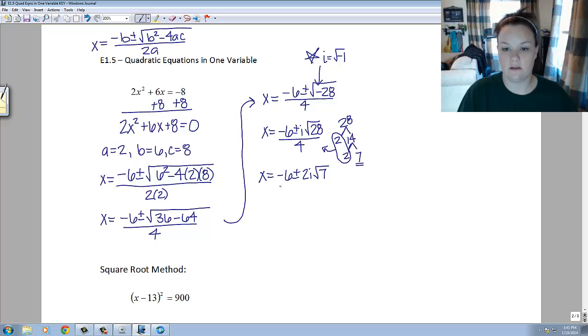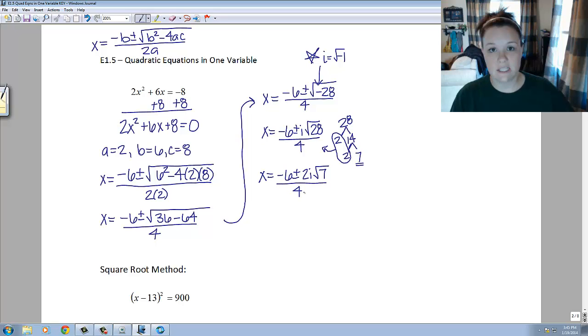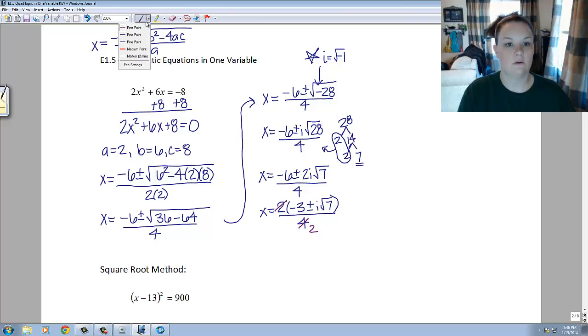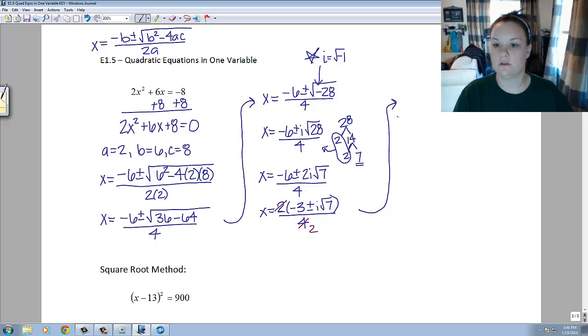And then just like before, all terms are even, so I'm going to factor a 2 off of the top so that I can cancel it with a 4 on the bottom, which is going to leave me with negative 3 plus or minus i root 7 all over 4. Then the 2 and the 4 will leave me with a 2 in the denominator, which makes my final answer, coming back up here so I have more room, x is equal to negative 3 plus or minus i square root of 7 all over 2.